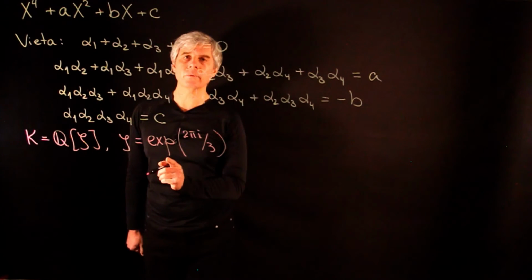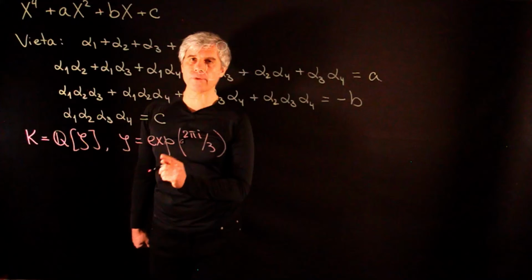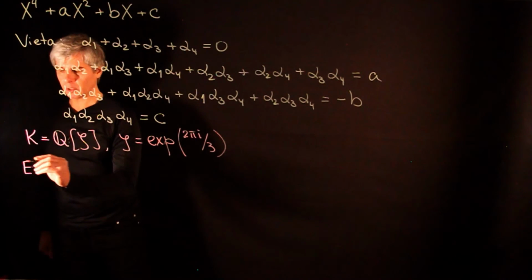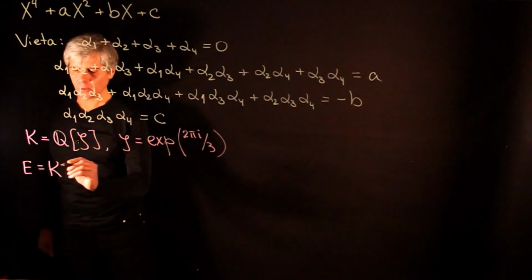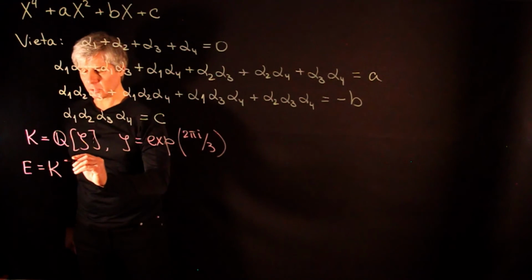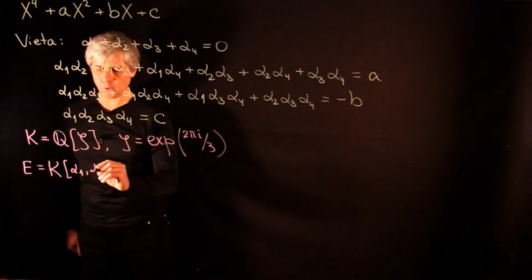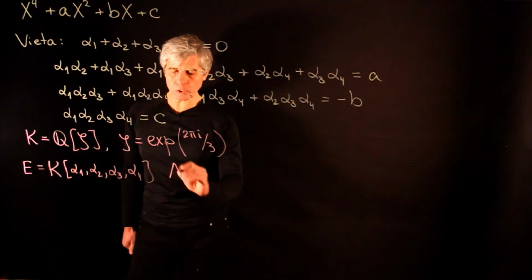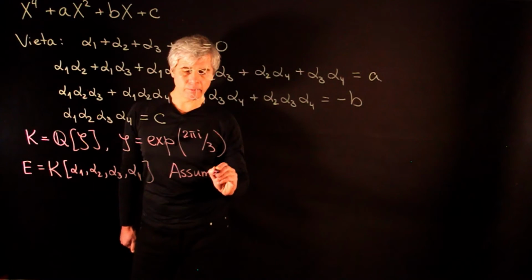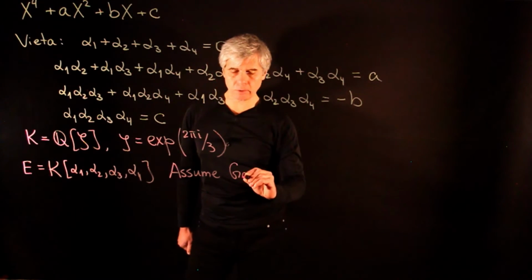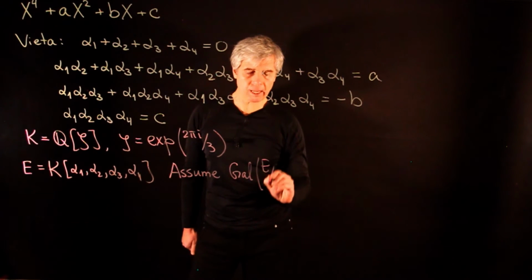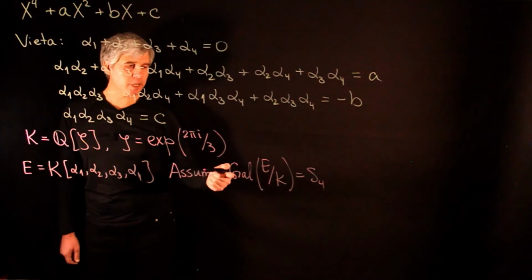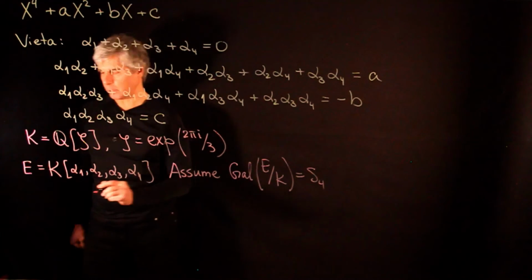As we're going to see, we actually do not need the fourth primitive root of unity in these calculations. So E is going to be the splitting field of this polynomial over k. So it will be k with adjoint the roots alpha 1, alpha 2, alpha 3, and alpha 4. And we're going to assume that the Galois group is the most general. So the Galois group of E over k is S4. Let us write down the commutator series for this group.